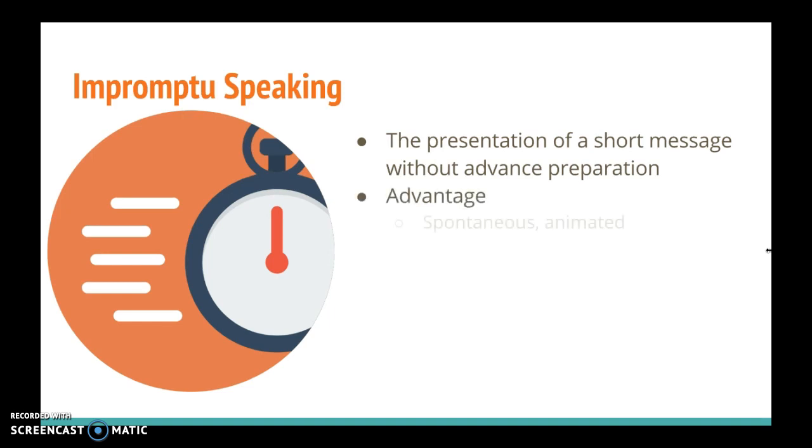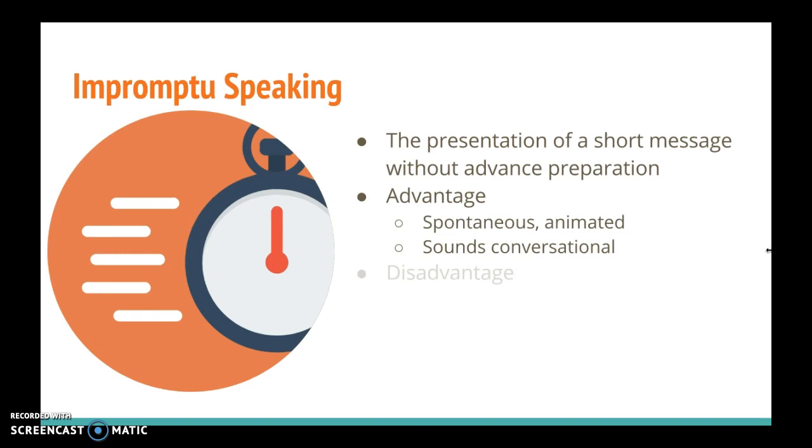Now, there are some advantages to giving an impromptu speech. For one, it sounds very spontaneous, very animated, and it sounds very conversational as well. Impromptu speaking is probably the most similar form of public speaking to simply having a conversation with a friend. It sounds natural, it just sounds like you're talking with someone, right? Because when you're talking with someone, you don't really plan that whole thing out ahead of time. So impromptu speaking is very, very similar to conversations in that way.